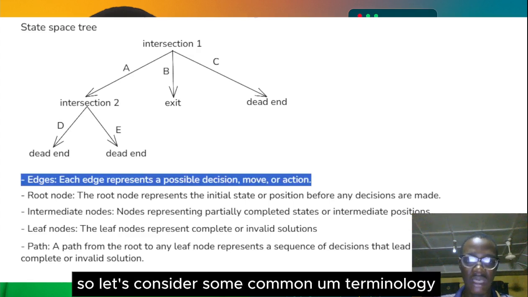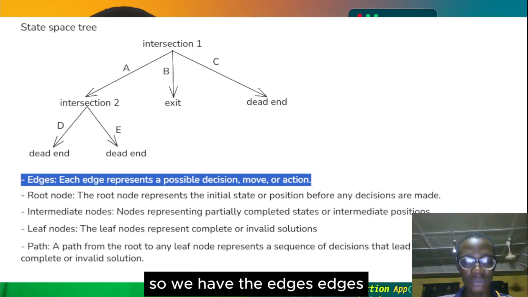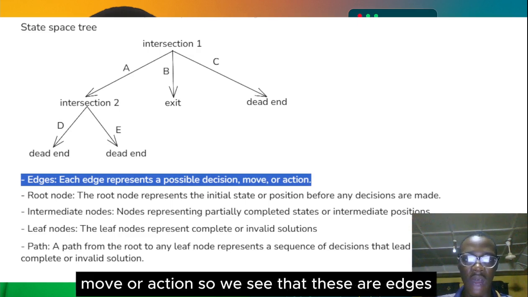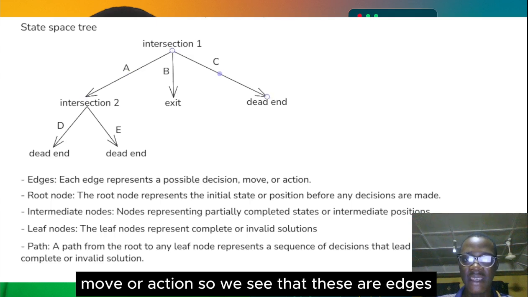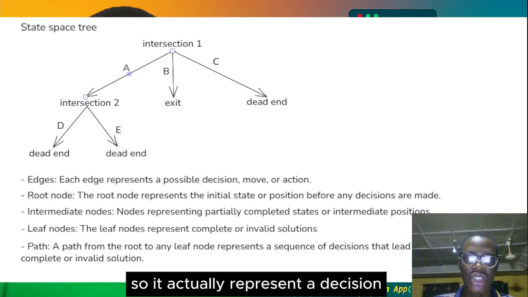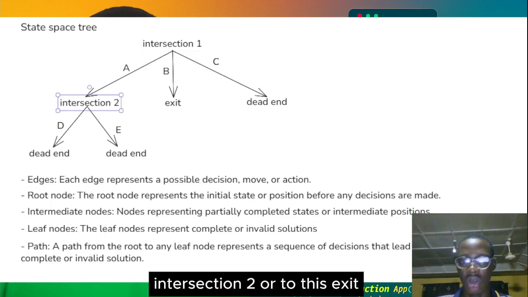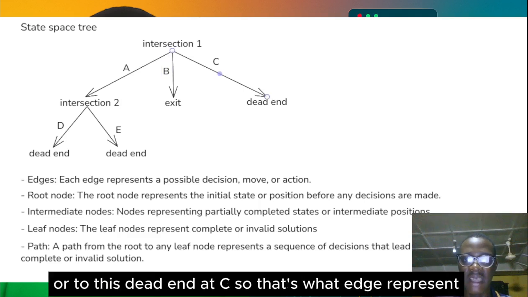So let's consider some common terminology. We have the edges. Each edge represents a possible decision, move or action. So these are edges, and each represents a decision, a move from intersection 1 to either intersection 2, or to this exit, or to this dead end at C. So that's what an edge represents.